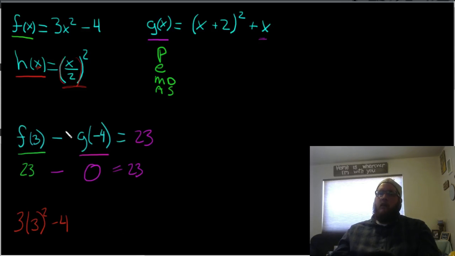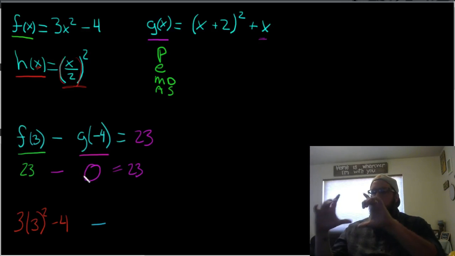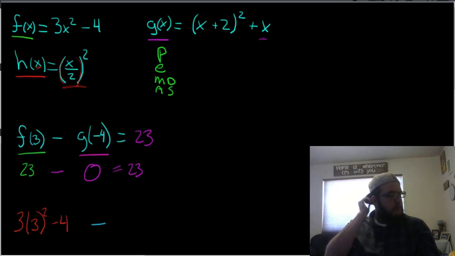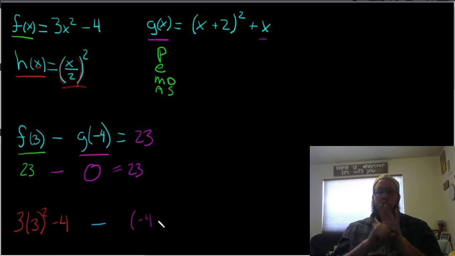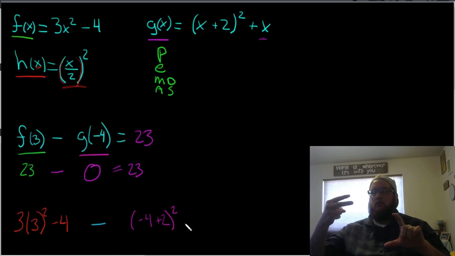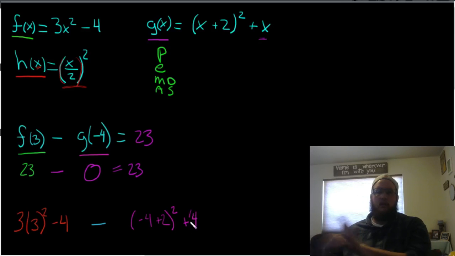And then we're going to be subtracting g of negative 4. And g is that function up here, x plus 2 quantity squared plus x. So if we evaluate that at negative 4, we end up with negative 4 plus 2 quantity squared minus 4, or plus a negative 4 rather. Let me erase that, make that clear. Because up here it's x plus 2 squared plus x, and our x is negative 4, so we'll add a negative 4.